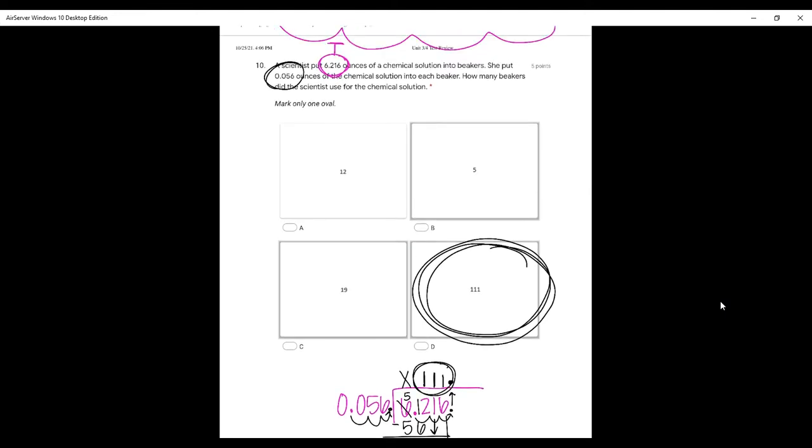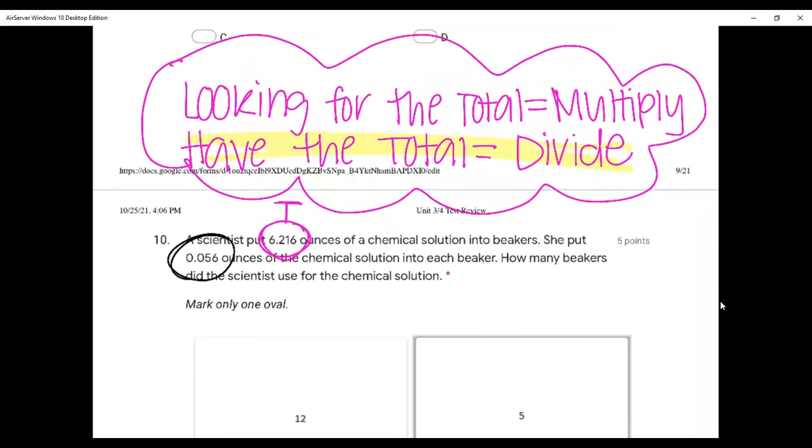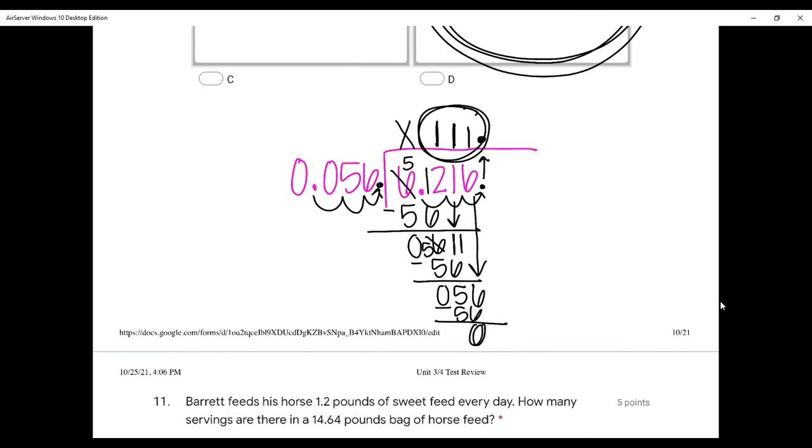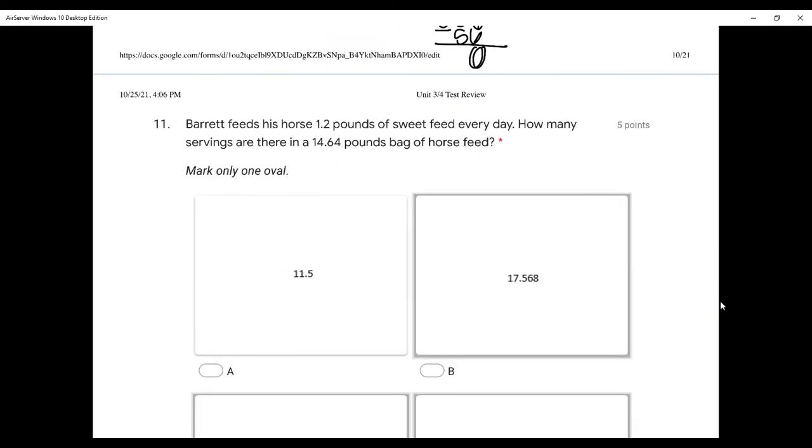Answer choice D. So again, always ask yourself the question, if I'm looking for the total, I multiply these two numbers. If I have the total, I divide the two numbers. And we had to divide because we had the total. Okay, let's look at the next one.